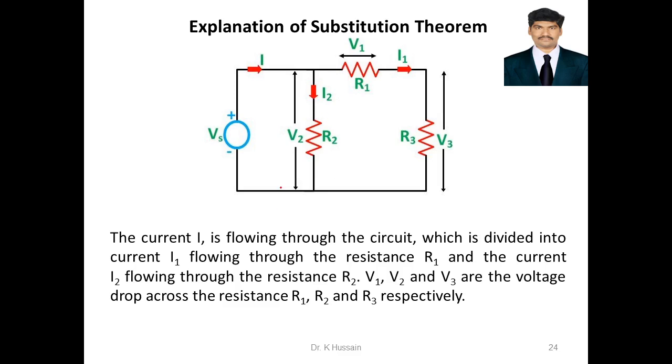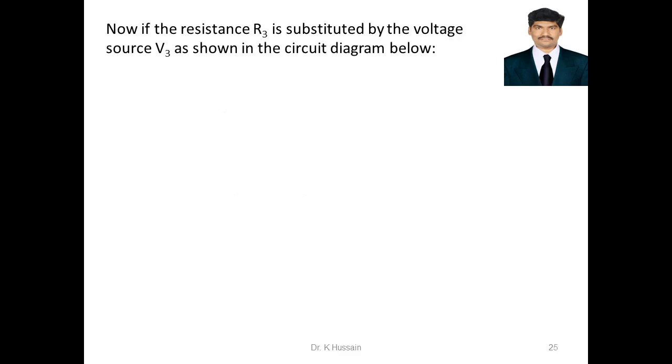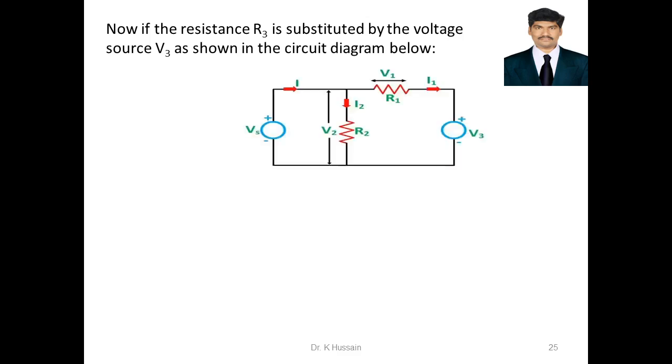Vs is the source, and V1, V2 and V3 are the voltages across the resistances R1, R2 and R3. This is a simple explanation of the circuit. Now we'll see what the circuit looks like if the resistance R3 is substituted by a voltage source. This is the circuit. Now we are replacing the R3 element by voltage V3.